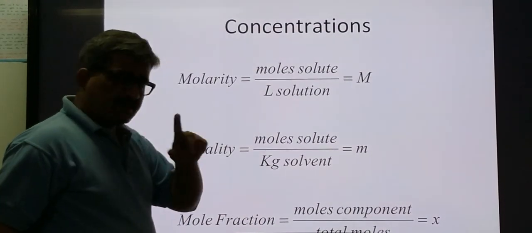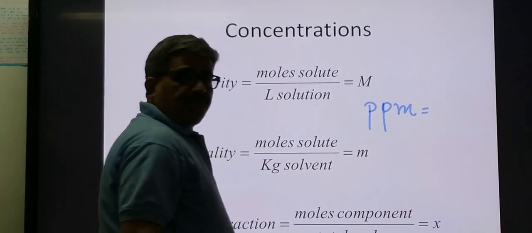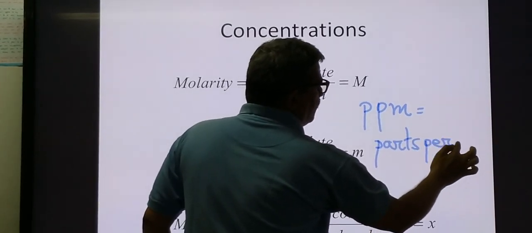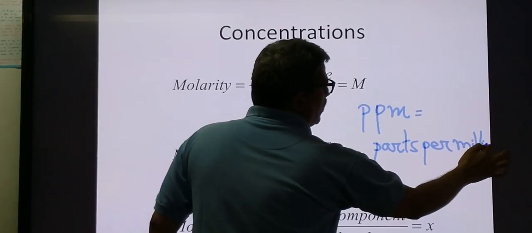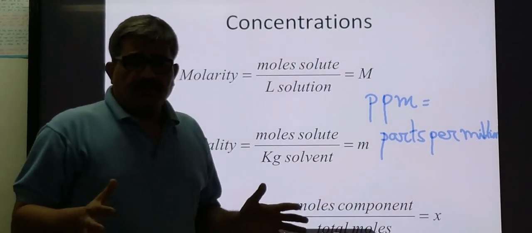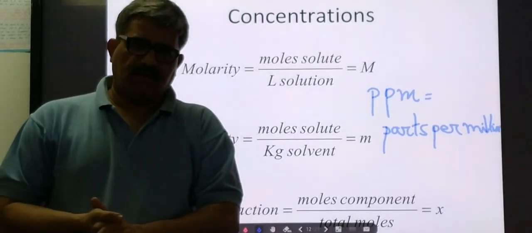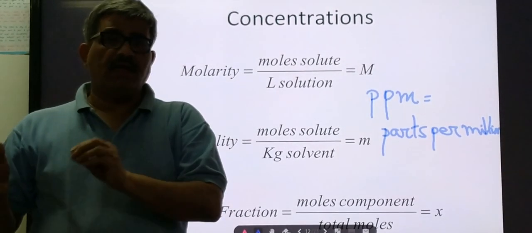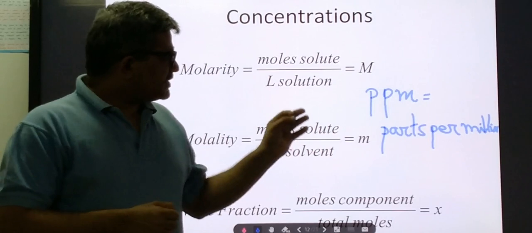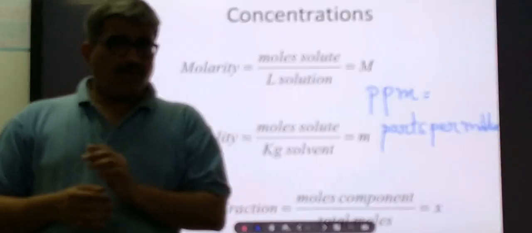Now, some more terms I'm saying. One is ppm. This refers to parts per million. What does it mean? That means if I have taken 1 million particles of certain thing, in that few particles are of solute. The best example for this one is iodine in common salt.